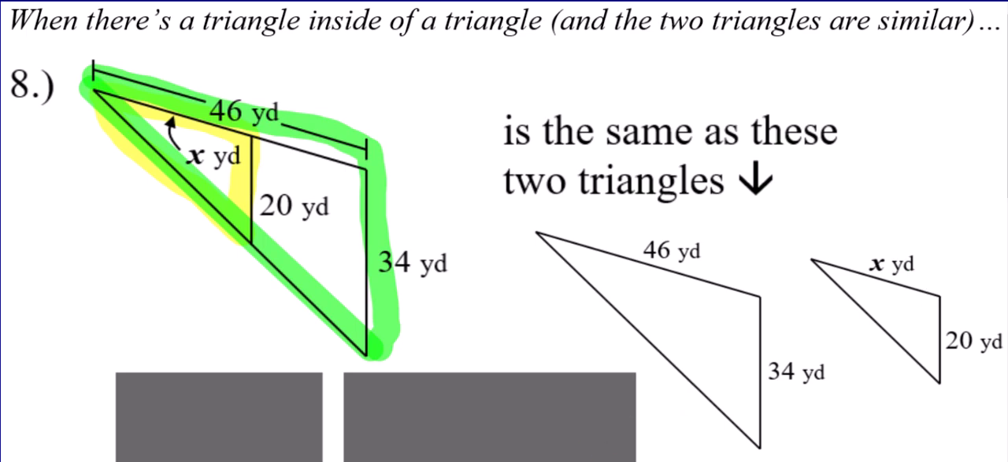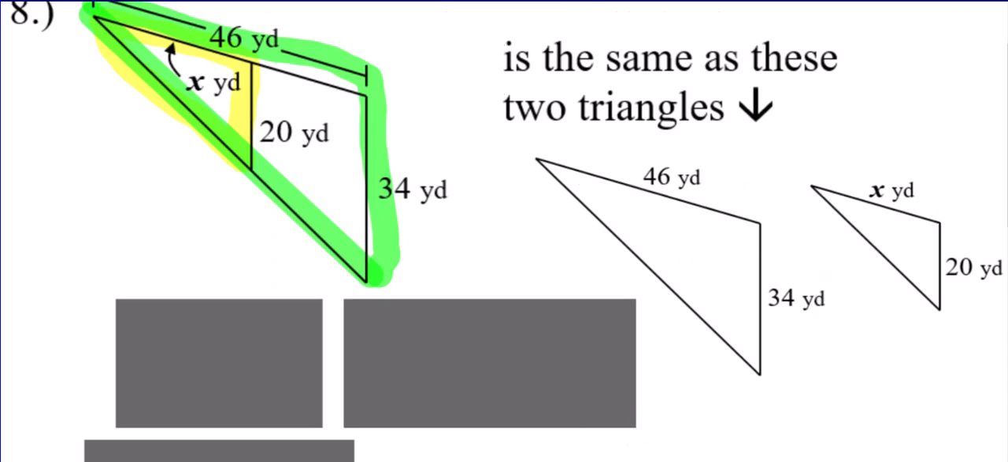Do I think you always have to redraw it? Maybe not. But if you're getting confused, if you're looking at the original drawing and you're like, I don't know what side corresponds to what side, then maybe drawing it as two separate triangles would be very helpful. Okay, I'm not going to set up the proportion for you. I believe now that I've redrawn it for you, you will be able to see what fraction to set equal to what fraction, and then cross multiply and solve, or do a shortcut method.